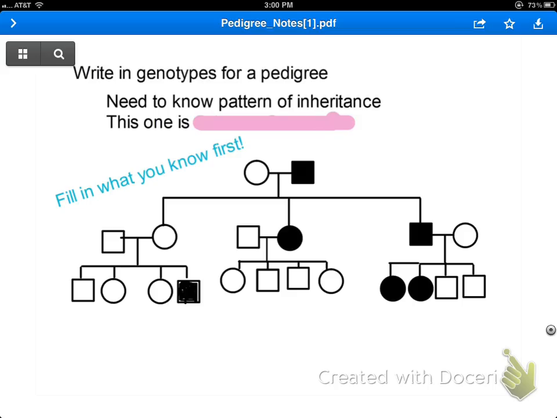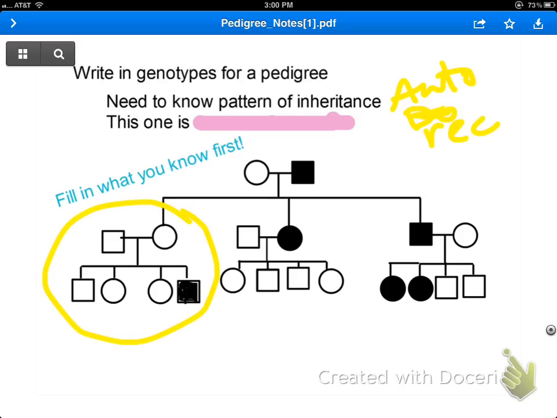Let's look at this one and see if we can come up with writing in the genotypes. So the pattern of inheritance here is going to be autosomal, because it's about equal. There's only one difference, 3 girls and 3 boys. Oh, so it is equal. And it is going to show a recessive pattern, because over here you have a family where the child has it and the parents do not. So that's a sign that it is recessive.